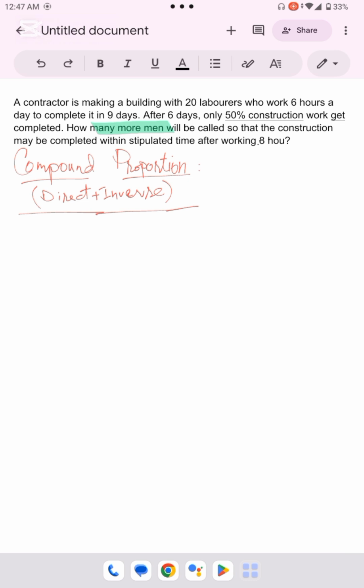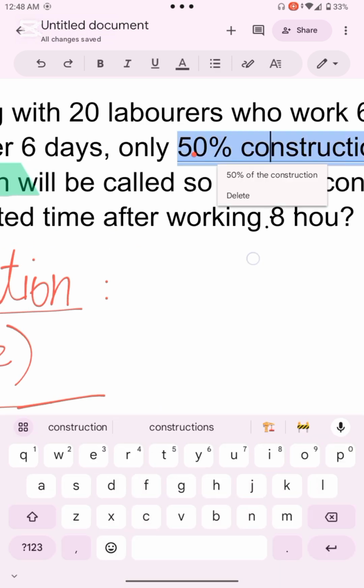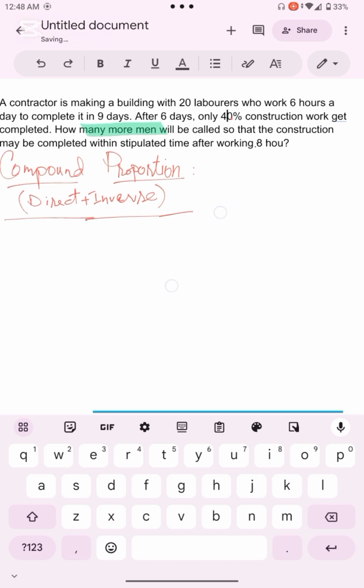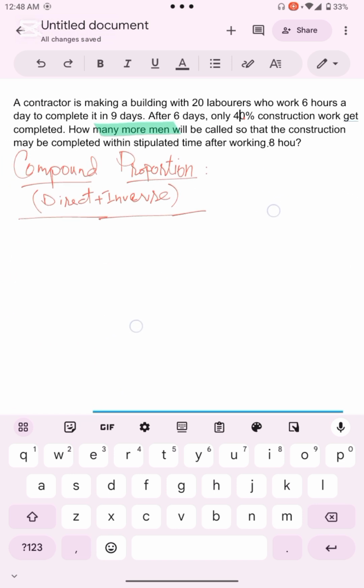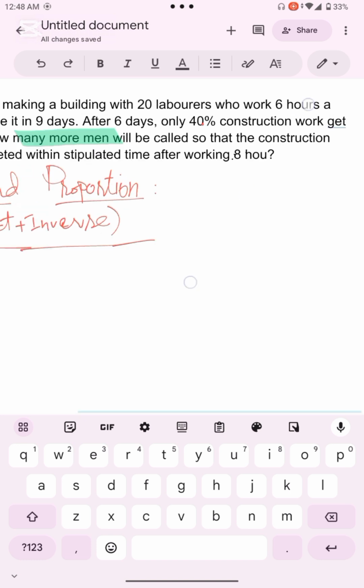A contractor is making a building with 20 laborers who work 6 hours a day to complete it in 9 days. After 6 days, only 50%, or you can also change the percentage as well, if you change it to 40% or some other percent. Okay, if only 40% construction work gets completed, how many more men will be called so that the construction may be completed within the stipulated time after working 8 hours a day?